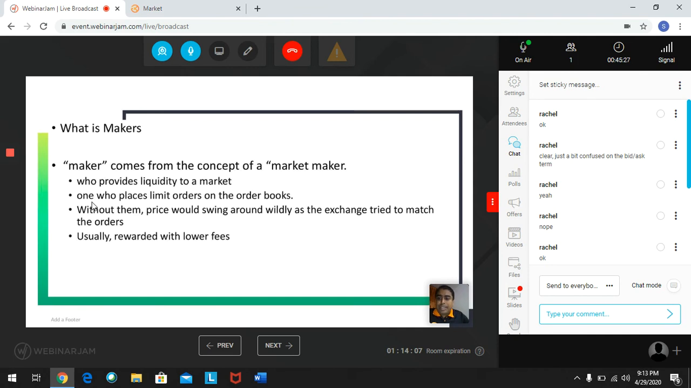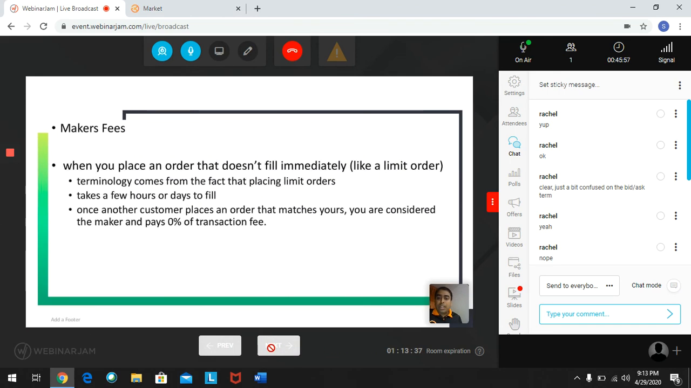All right. So basically, without makers, the price will swing around wildly as the exchange tries to match the orders. Imagine if there is not enough supply and demand, the huge price gap could affect the market as well. So people probably do not want to participate in that particular exchange because of the huge price differences. And makers are rewarded with lower fees. So let's move into Tokenized maker fees.